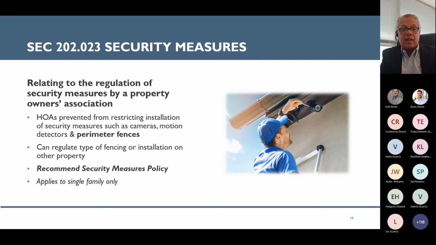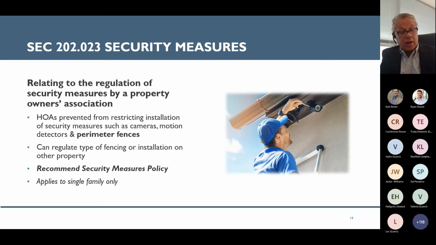So keep that in mind, that if you have not adopted a security measures policy that attempts to address some of these things, you're going to have a hard time denying somebody who wants to put in a security measure, because you won't be able to point to anything that says you can't do that.